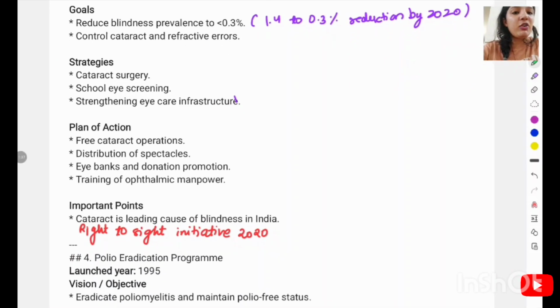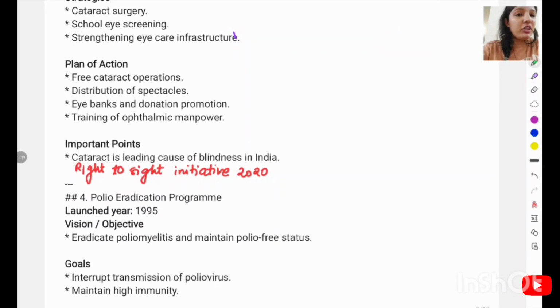Next is the plan of action. So plan of action, I have already said: free cataract operations are given, distribution of spectacles, eye bank and donation promotion, training of ophthalmic manpower. Then what is the important point? Cataract is the leading cause of blindness in India. So if we prevent it, or if we give the proper operation for this, then we can prevent this blindness in India. And one of the important initiatives is the Right to Sight initiative by 2020.